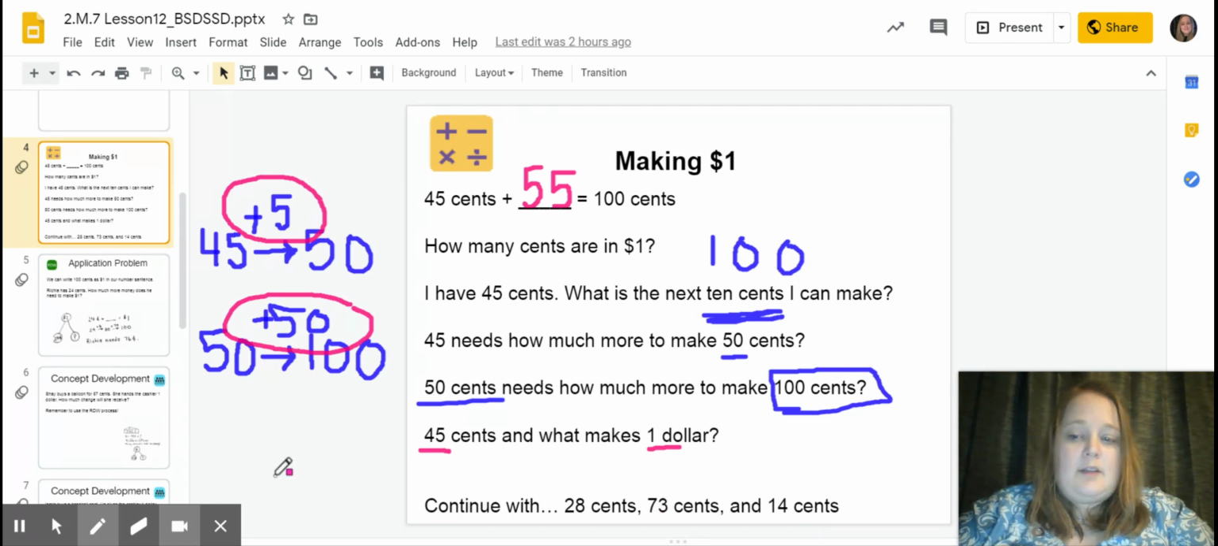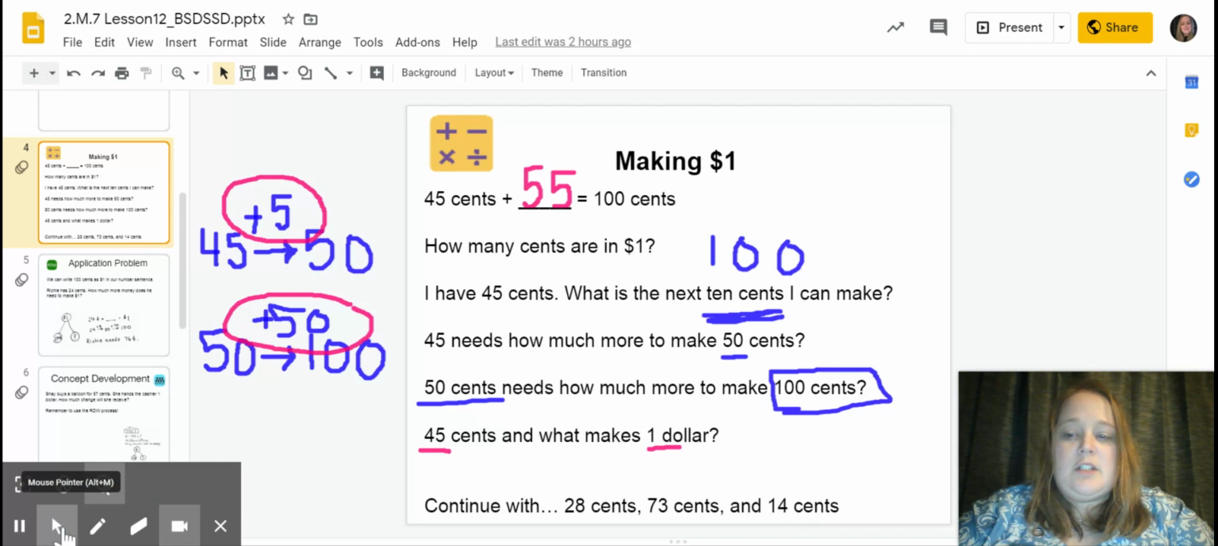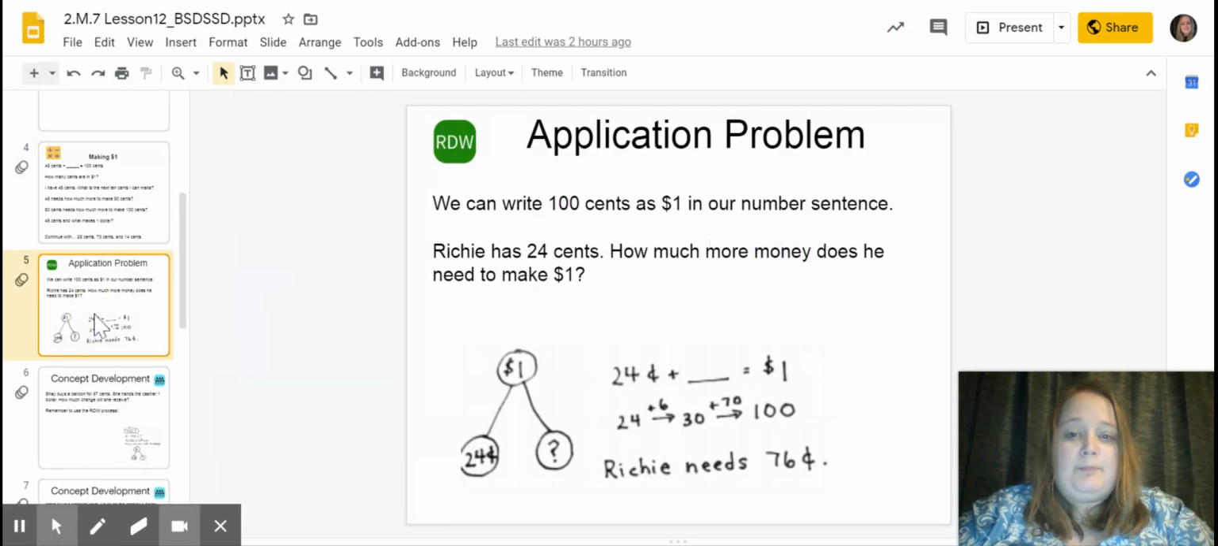All right. Now that you know what we're going to do on that, we're going to go to the next one, which is our application problem. All right, so look at your application problem. We can write 100 cents as $1 in our number sentence. Richie has 24 cents. How much more money does he need to make $1?